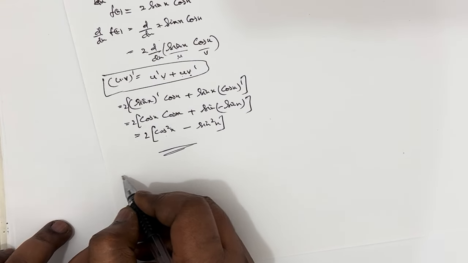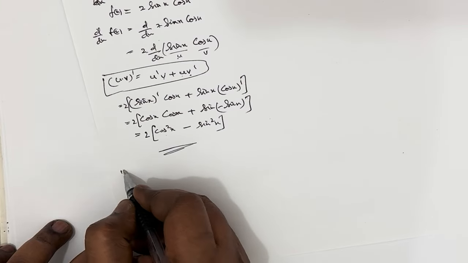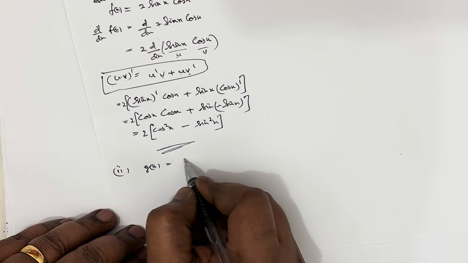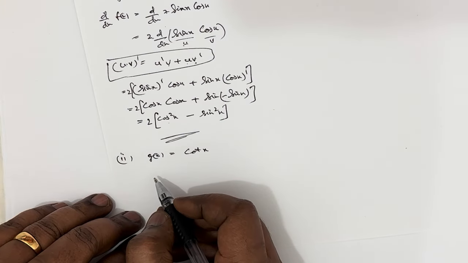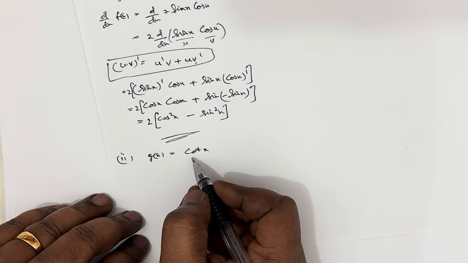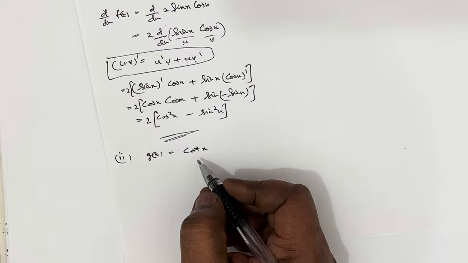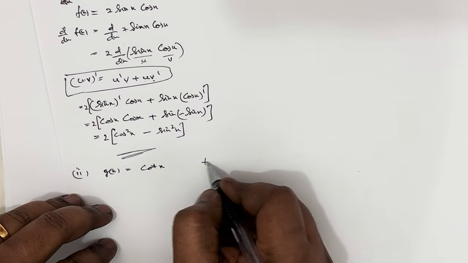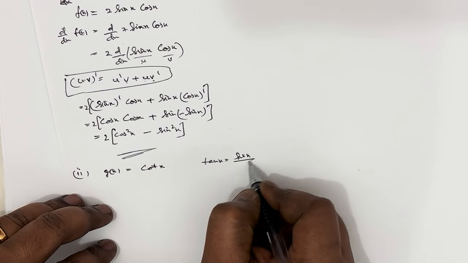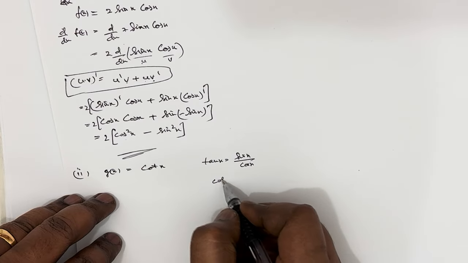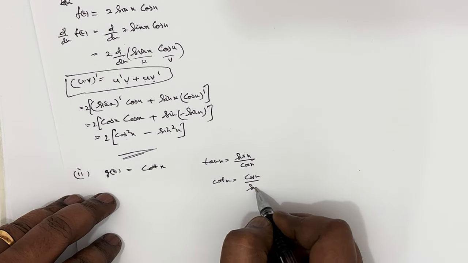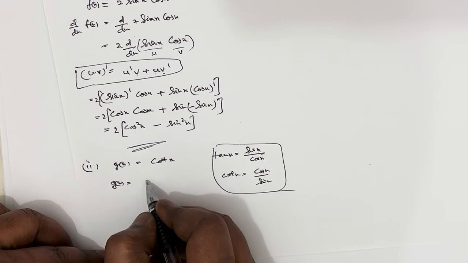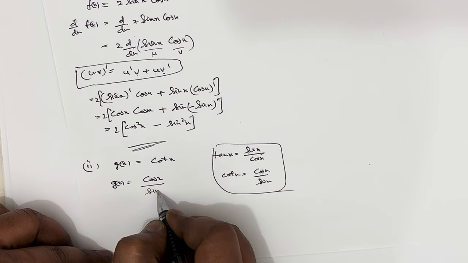Now let's do the next one, that is 21 2, that is g of x is equal to cot x. Now you know that cot x can be written as cos x upon sin x. See, tan x is equal to sin x upon cos x, and cot x we can write as cos x upon sin x. So g of x is equal to cos x upon sin x.